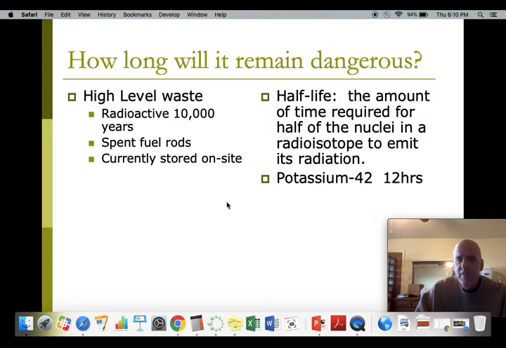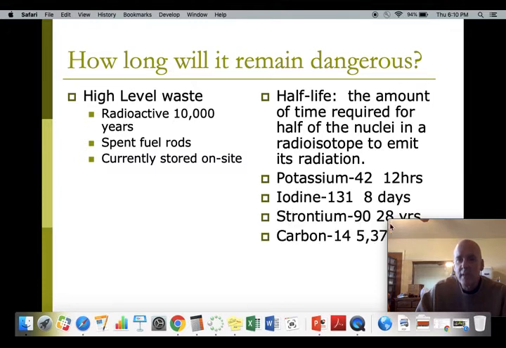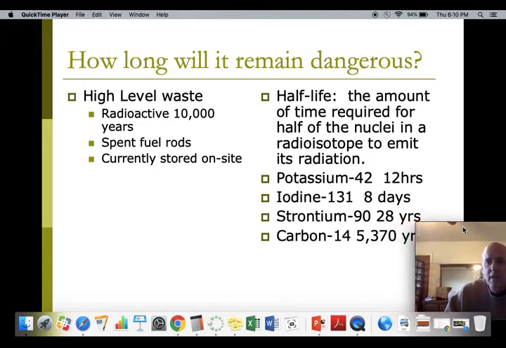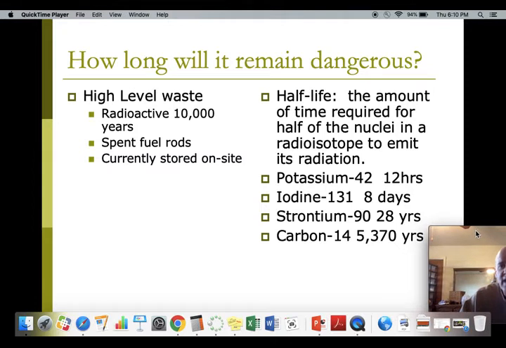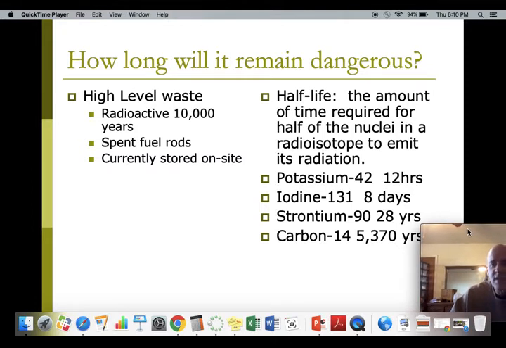This is different for each element. Potassium-42 is 12 hours, so this stuff goes away pretty quickly. Iodine-131 is 8 days. Strontium-90 is 28 years, and carbon-14 is 5,370 years.